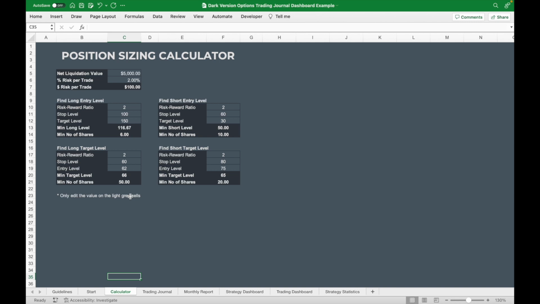Additionally, the spreadsheet provides a position sizing calculator that helps determine the maximum amount of money to risk per trade based on your account's net liquidation value and the risk percentage per trade. You can also find your long or short entry level and target level using the calculator.